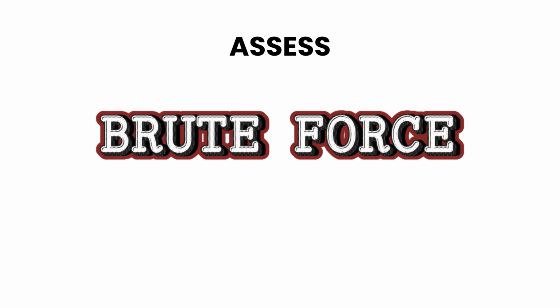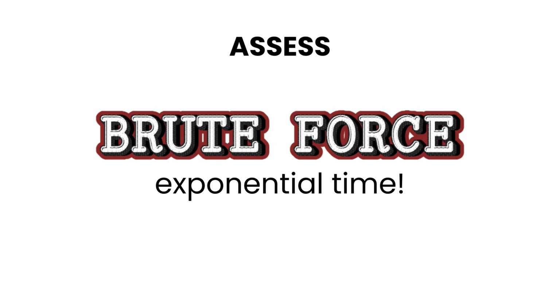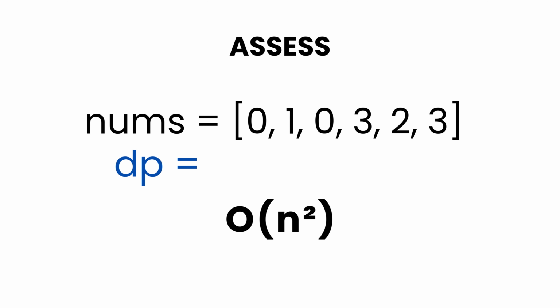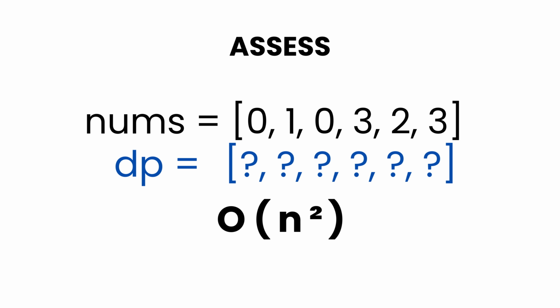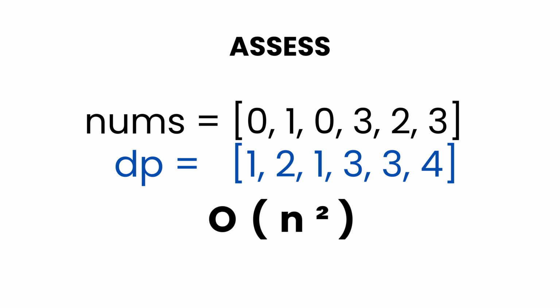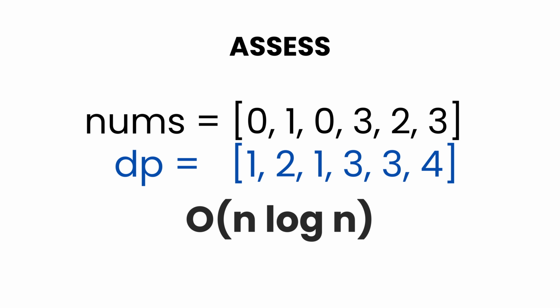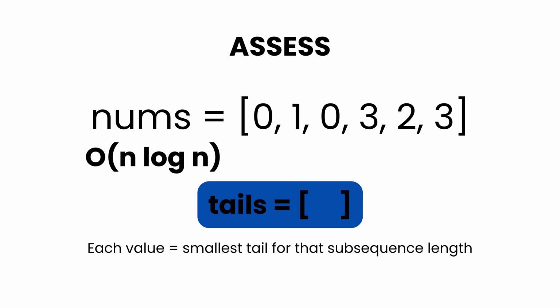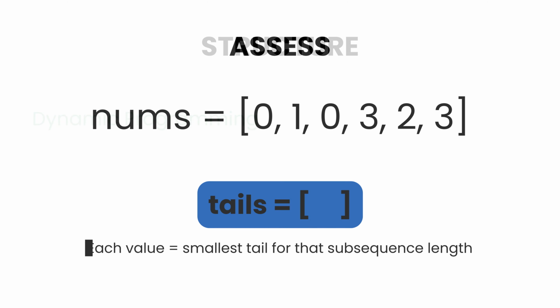Let's assess the options. The brute force approach tries all possible subsequences. Exponential time. That's not scalable. The classic DP approach is O(n²). For each element, look at all previous elements to find the longest subsequence ending there. But with patience, you can improve to O(n log n), using binary search, maintaining a tails array where each value represents the smallest possible tail of an increasing subsequence of that length. Let's start with a DP approach for clarity.